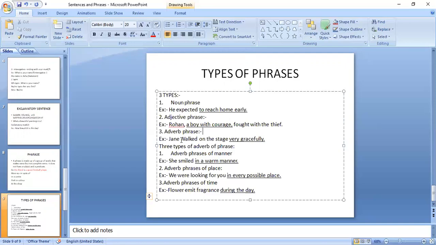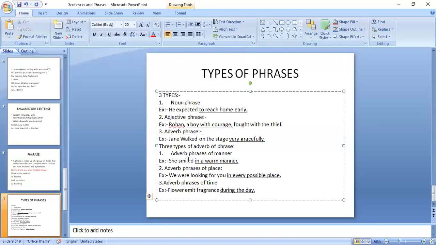Here, which is the verb? Walked is the verb here. Walked very gracefully is telling more about the verb walked. He walked very gracefully. Very gracefully is the adverb phrase. Once again, this adverb phrase is divided into three types. What are they? Number one, adverb phrase of manner.